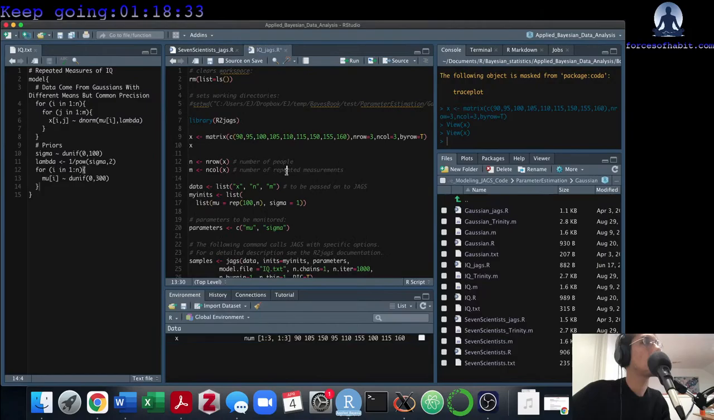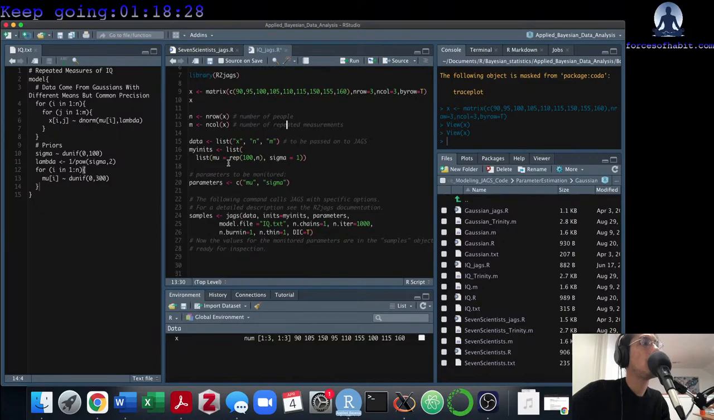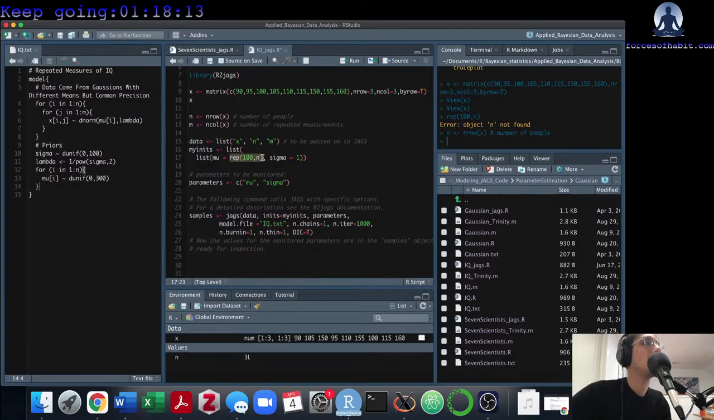Walking our way through the code then. This is interesting, we haven't seen yet, but to initialize mu, repeat 110 times. Oh. So we have 300 mu's. What? Oh, repeat 100 three times. Three. So we're initializing, okay. So you have to initialize for each one of the means. That's interesting, I didn't see that before.